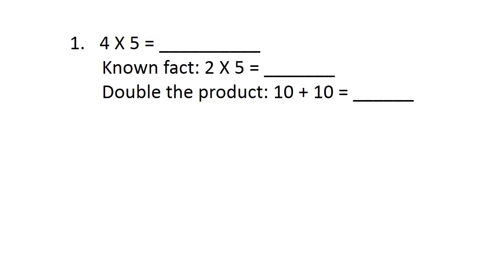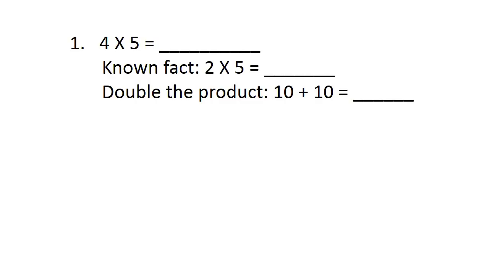I'm going to show you 3 different problems. Let's start. All right, here's number 1. The directions say draw counters to model a known fact that will help you find 4 times 5. Draw the model 2 times. So I'm going to draw my model underneath, but you can draw yours to the side where you have room.